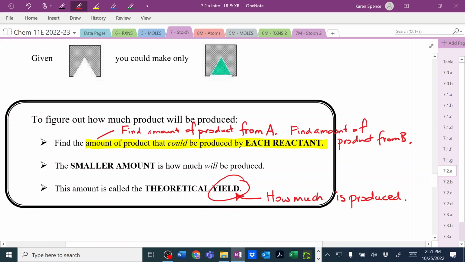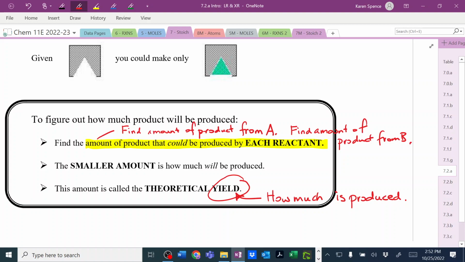So we say, oh, from reactant A, I could make 4 moles of product. From reactant B, I could make 5 moles of product. How much product could I actually make? From reactant A, I could make a maximum of 4 moles. From reactant B, I could make a maximum of 5 moles. How much can I get? 4. Yes. Okay?